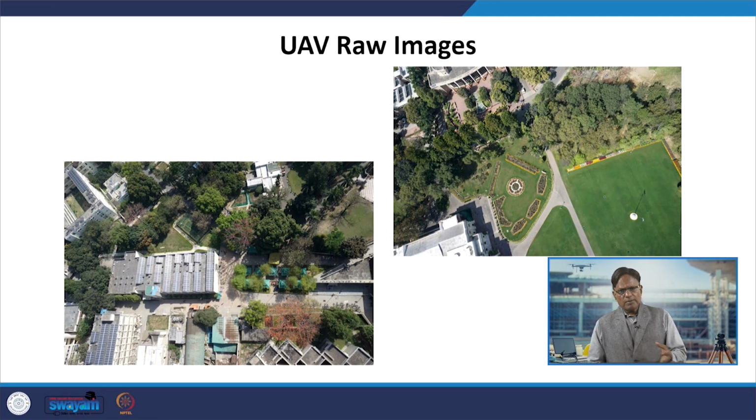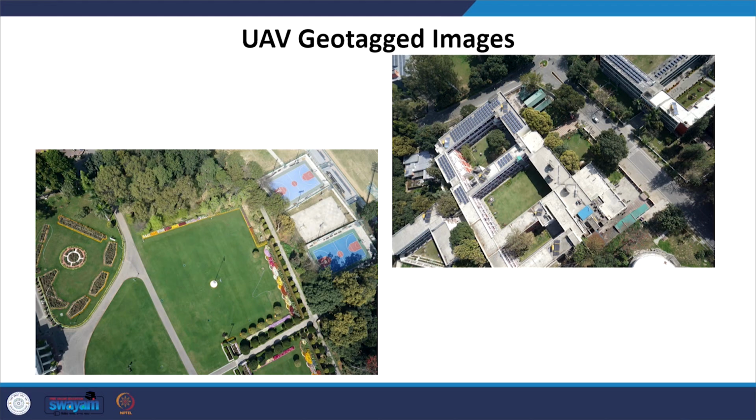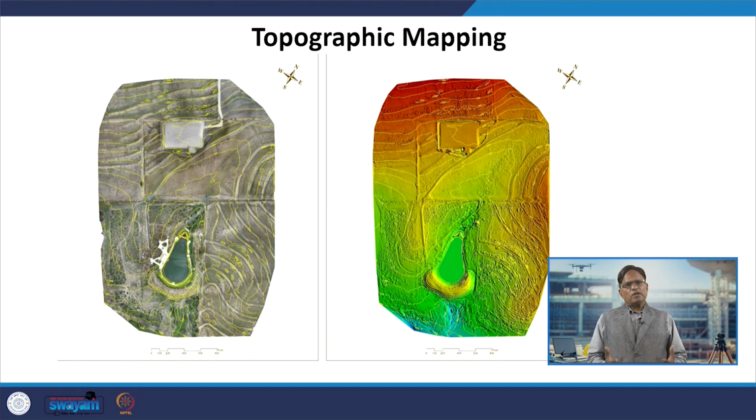Then you have the raw images, and these raw images are to be georeferenced with the help of the GCPs and coordinate systems, and then you can create a georeferenced model of the area. This is the UAV raw images of a part of IIT Roorkee campus, and these are the geotagged images. Now these images, with the help of the GCPs, have been geotagged, and their geometry is the same as the geometry of the earth. You can carry out topographical mapping from these images.